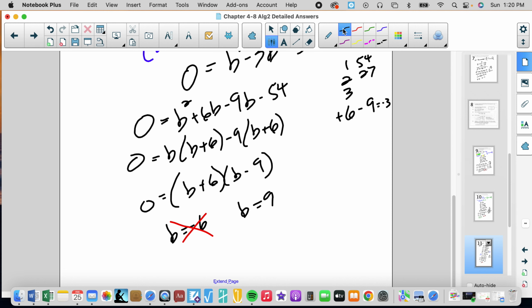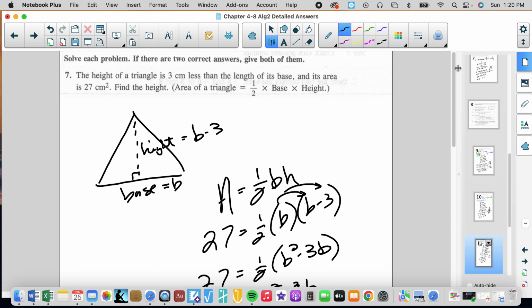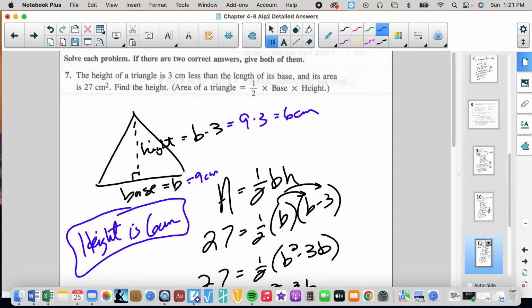Can't have negative distance, so my base is 9. So my base is going to be 9 centimeters, and 9 minus 3, 6 centimeters. So 6 times 9 is 54, multiplied by 1/2 gives us 27. The question just says find the height. So my answer, the height is 6 centimeters. Yep. So read the question.